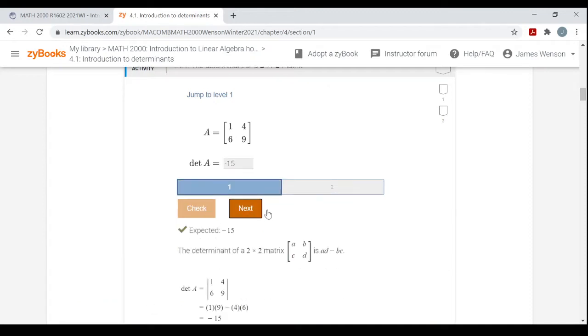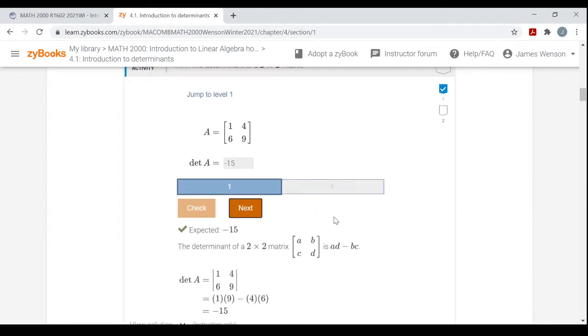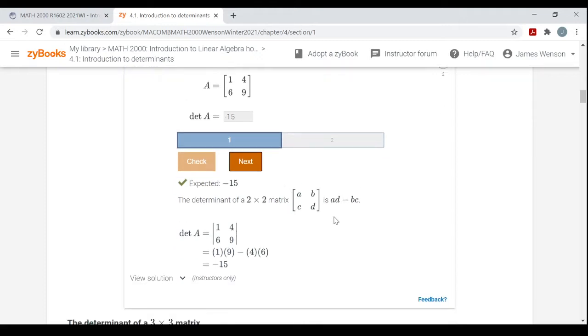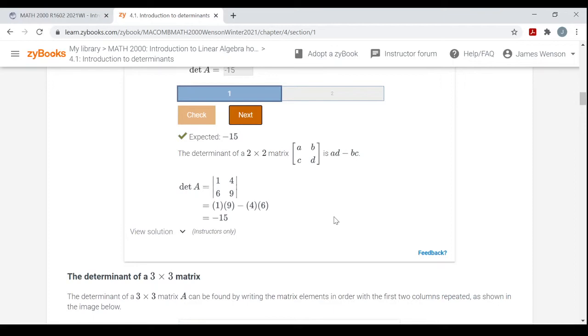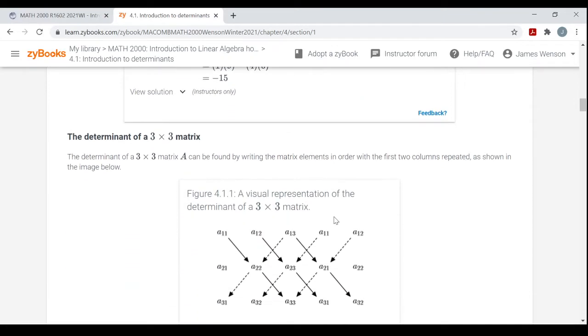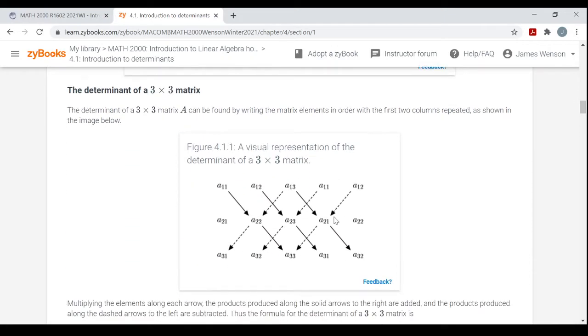Check and hooray. All right, real simple calculations for the determinant of a 2 by 2 matrix. The next part of this section might take a little longer, of course, since it's a larger size: the determinant of a 3 by 3 matrix.